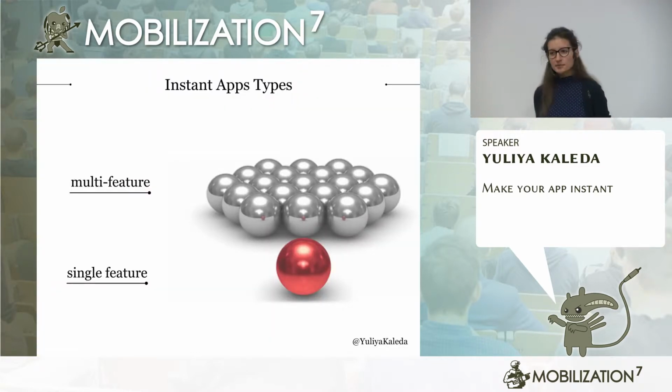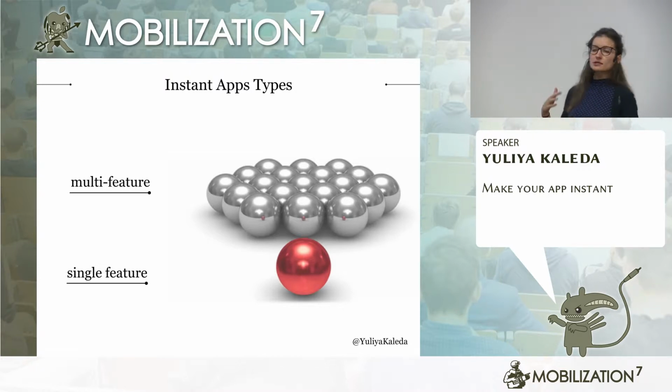So there are two approaches how we can build Instant Apps. There is a single feature Instant App, and there is a multi-feature Instant App. And as you can probably guess from the images and the names, single feature Instant App is all about building independent components, a lot of components that basically coexist next to each other. Sorry, that was multi-feature Instant App.